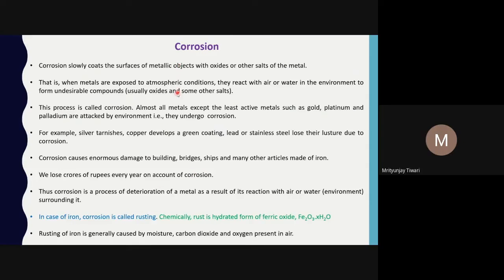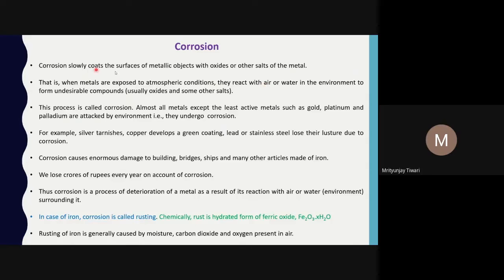Now this is the final topic of this chapter, corrosion. And when we talk about corrosion, you should remember that corrosion is also an electrochemical process. An electrochemical process means it's a redox process, and this we have also seen in redox chemistry. So corrosion is what? It's a redox reaction or an electrochemical reaction.